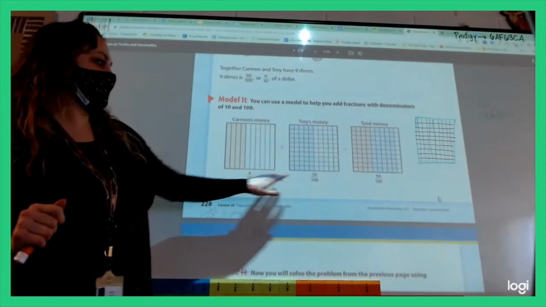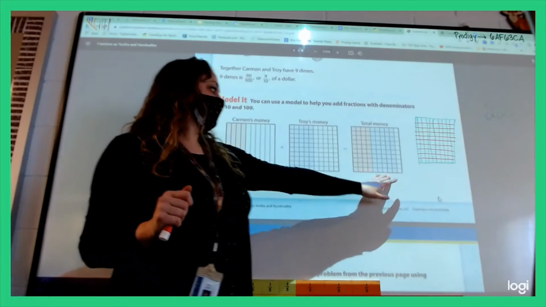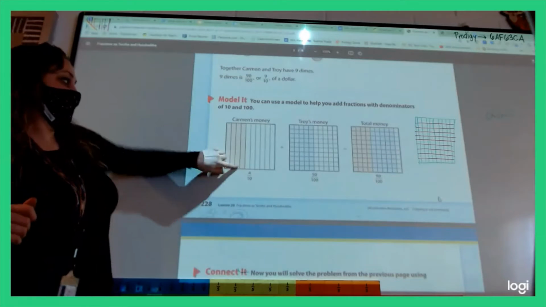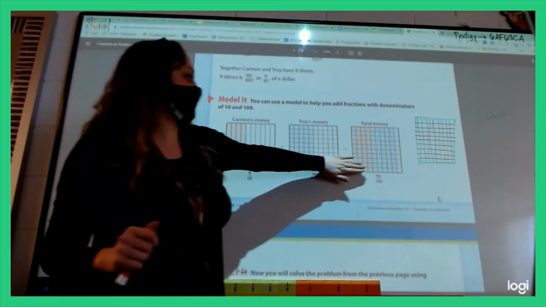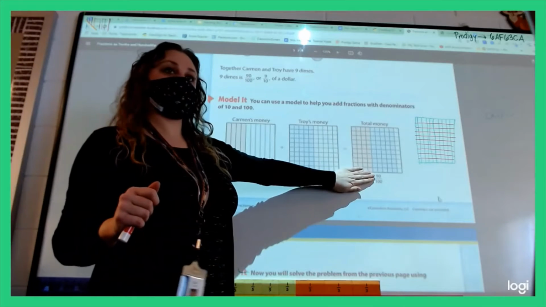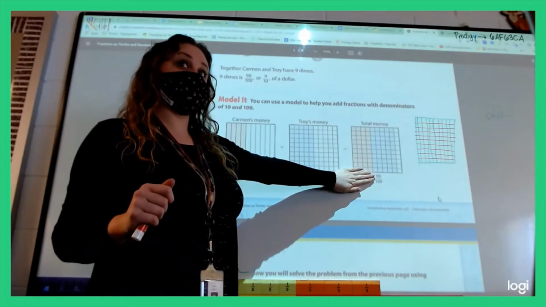All right, now look what they did to find the total money. Since Carmen had 4 columns, did they shade 4 entire columns on this 100 grid? Yes? All right, I got to pause you 1 minute.